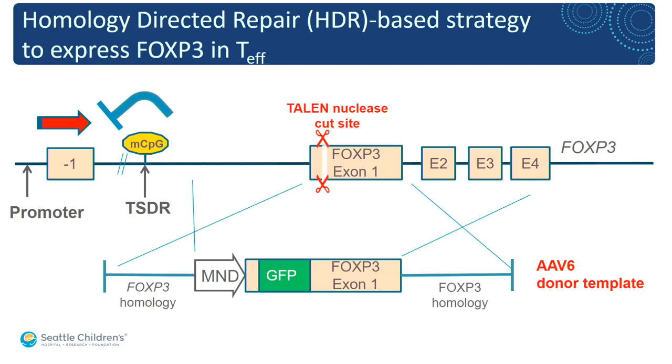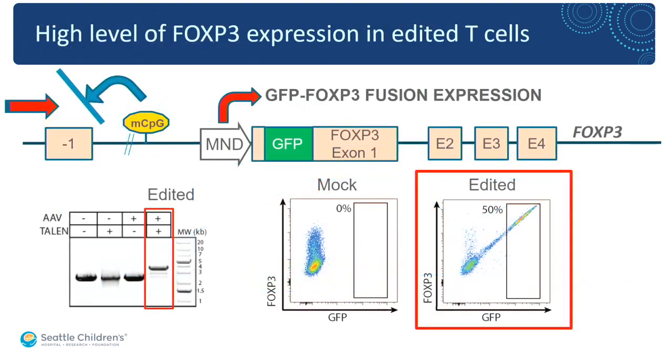So we targeted the first exon of FOXP3, and then we made a fusion protein between FOXP3 and GFP using an AAV6 donor. And I'll point out that in normal effector T cells, this gene is turned off because the promoter activity is essentially silenced by methylation of this region called the TSDR. So we thought if we could introduce a different promoter, a heterologous promoter, downstream of the TSDR, maybe we could overcome this regulatory methylation. And that's exactly what happened.